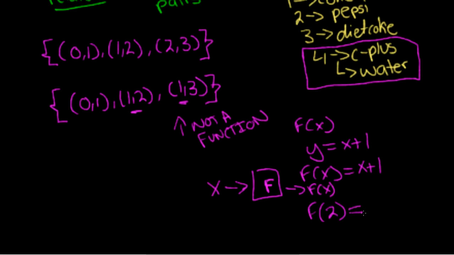So what you do is you just put 2 in and you substitute it for the x. So you get f of 2 would be 2 plus 1. f of 2 would be 3.